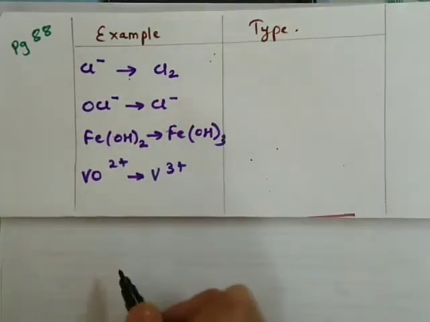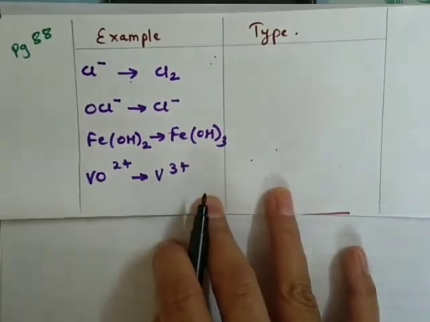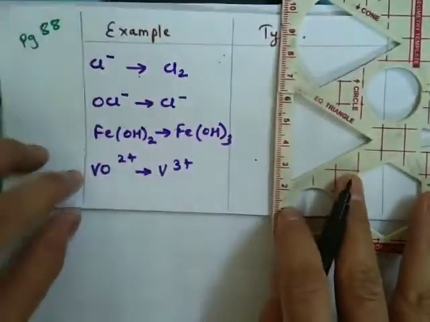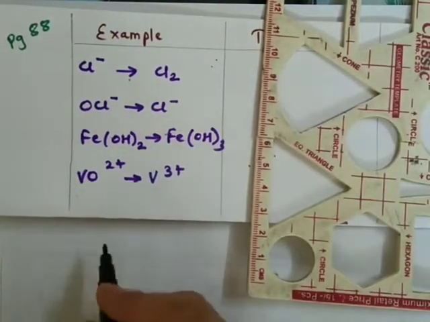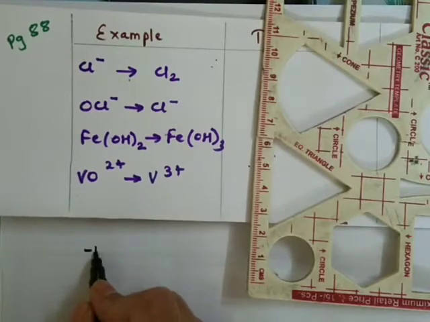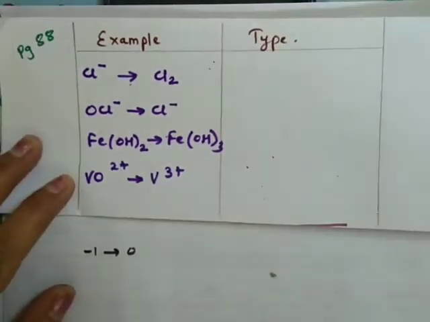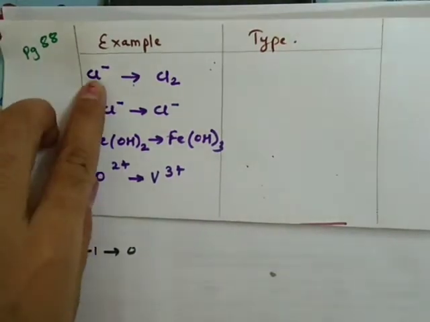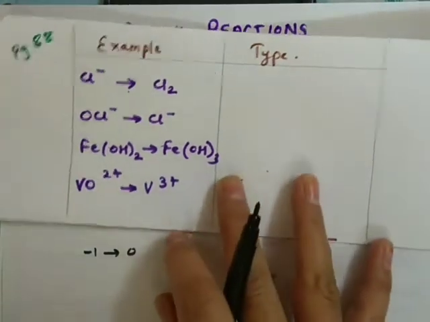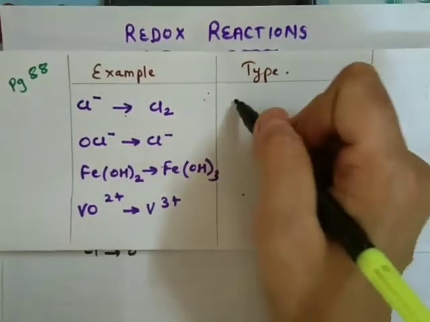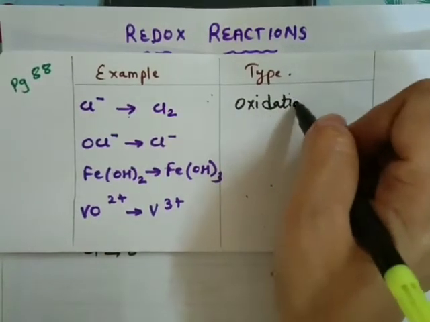On left side chlorine is -1. So on right side what you find? On right side you will find chlorine is changing to 0. Chlorine is -1 and it is increasing to 0. So we will say the reaction is oxidation, because we know increase in oxidation number is what?